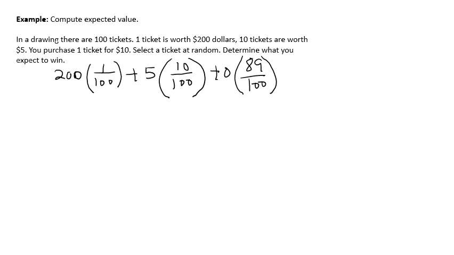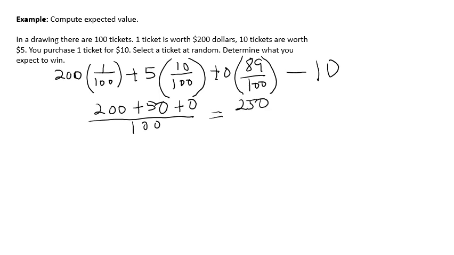And then finally, I throw in the cost. The cost is $10 to play the game. So that's a negative to me. I paid them $10. When we add all this up, we get 200 plus 50 plus 0 over 100. So we have 250 over 100 minus the 10, which is negative $7.50. We expect to lose $7.50 by playing this game.